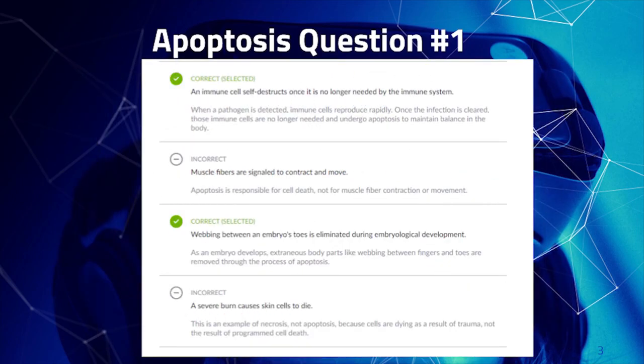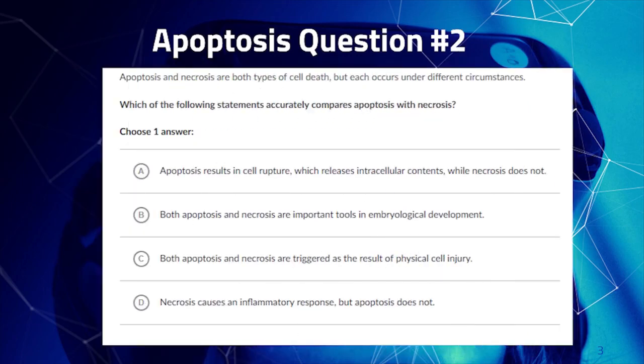If you selected A and C, you got it right. A was correct because apoptosis is programmed cell death. C was also correct because the tissue was not damaged. It was planned for the cells to be destroyed. They went through apoptosis. Question 2.